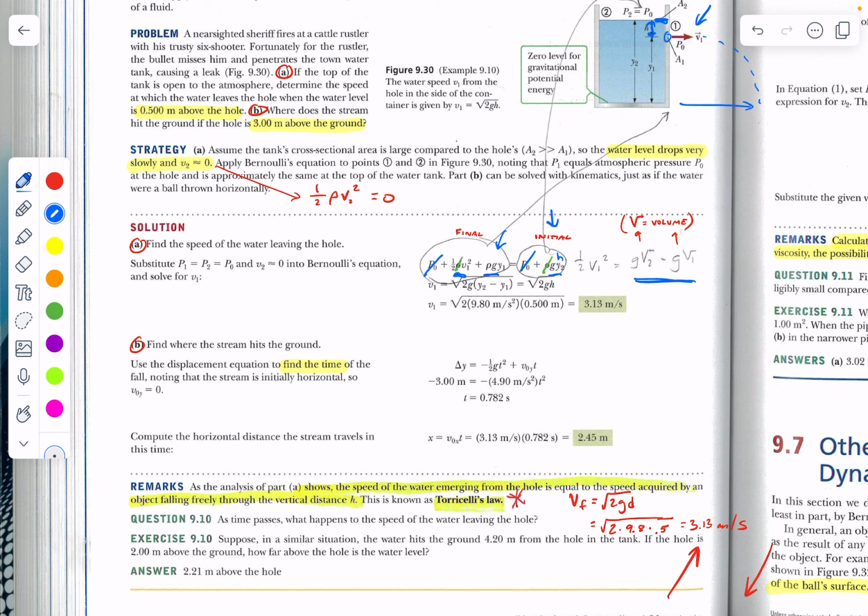And let's see here, I don't know why I have the tail on here when this says volume, but so that we're talking here about velocity. So when we solve this equation for our velocity and putting in the fact that the hole is a half meter below the surface of the water, we see that the speed coming out the side is 3.13 meters per second.